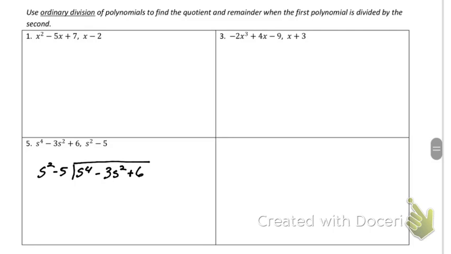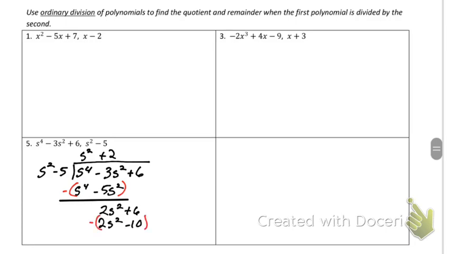This way actually works because now if I do s squared out of s to the 4th minus 5s squared, I am subtracting. That would give me 0. I would actually have positive 5s squared, negative, so I have 2s squared plus 6. So this would be plus 2 up here. That would give me 2s squared minus 10, but I am subtracting this. So that's going to be 6 plus 10, which would be 16. Now I have an answer.